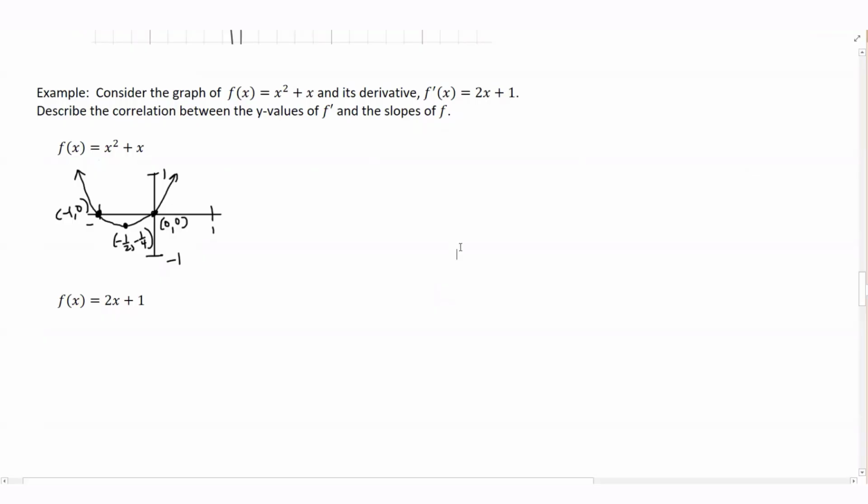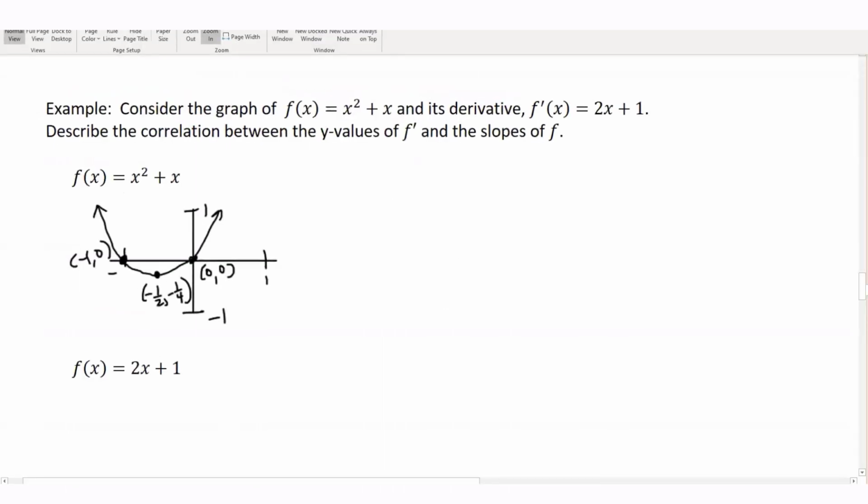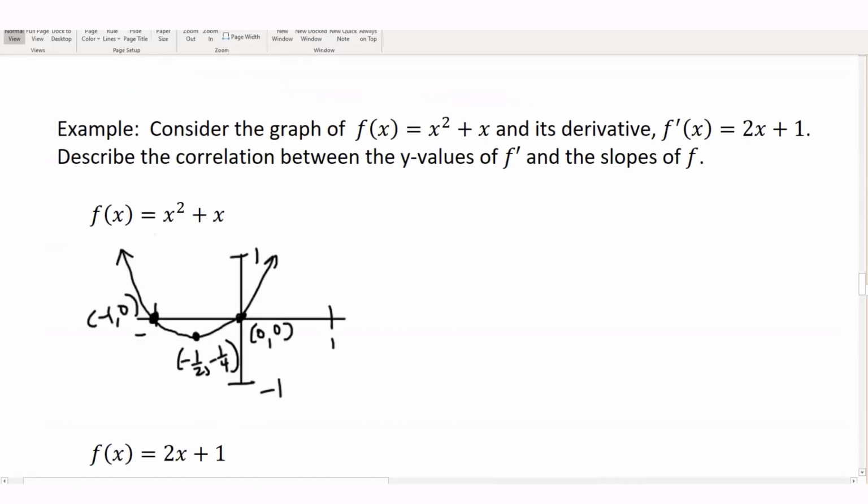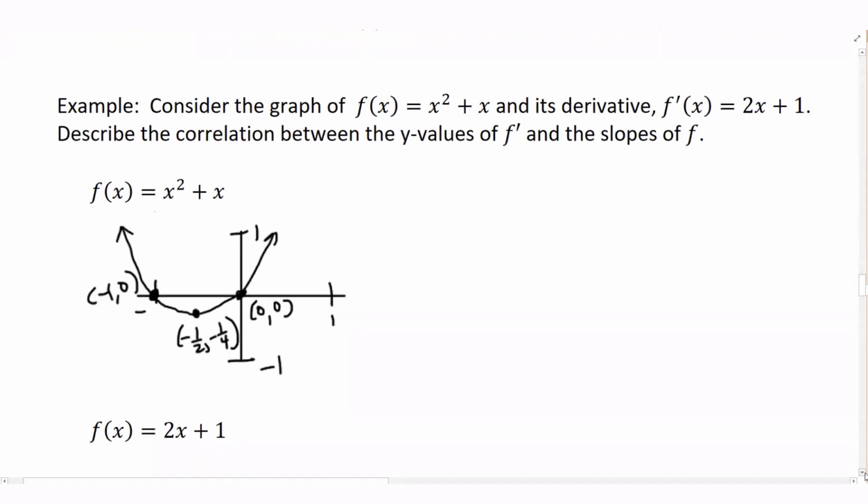All right, so I want to look a little more closely at the function f of x equals x squared plus x that we worked with a few minutes ago. Remember, we found its derivative by taking the limit of the difference quotient: f prime of x equals 2x plus 1. So what I'd like to focus in on now is the relationship between their graphs.